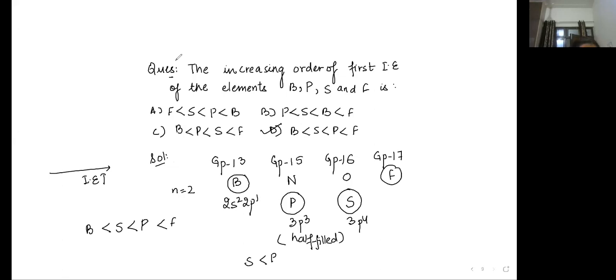So we have done all the previous year questions from this topic, whether from JEE Mains or JEE Advanced. Now we are going to start the next topic. So write down the next heading, that is electron gain enthalpy.